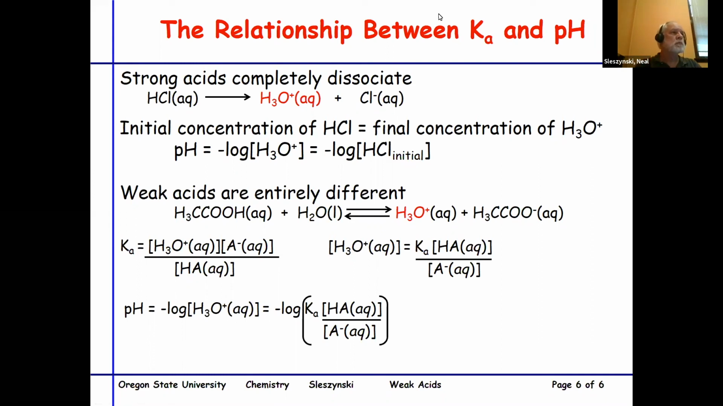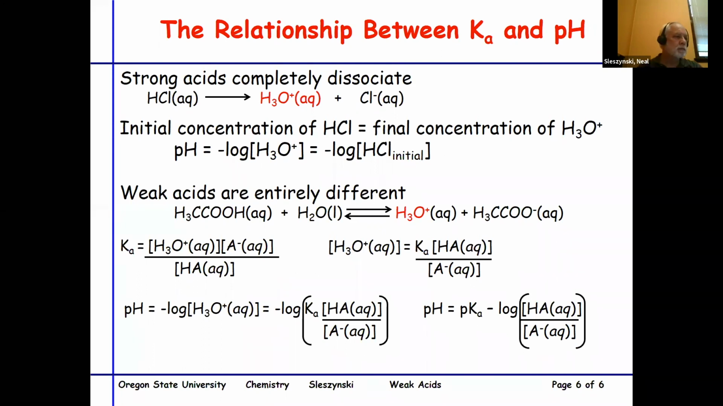conjugate base. Well, I can further play with this equation, now taking advantage of the fact that my definition for p is the negative base 10 log of anything, and now my pH, negative base 10 log of the hydronium ion concentration, is equal to my pKa, negative base 10 log of the Ka, minus the negative base 10 log of the ratio of the undissociated acid to the conjugate base.